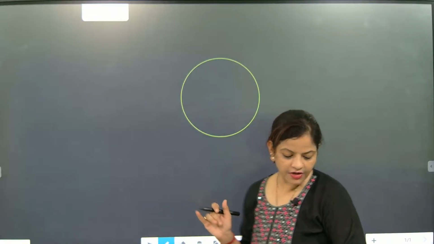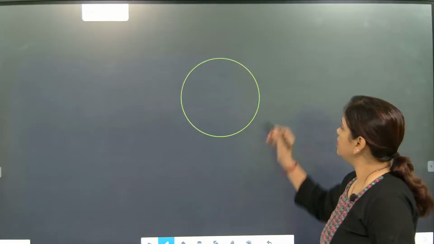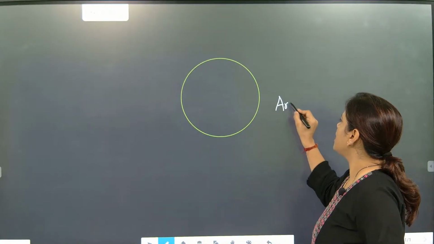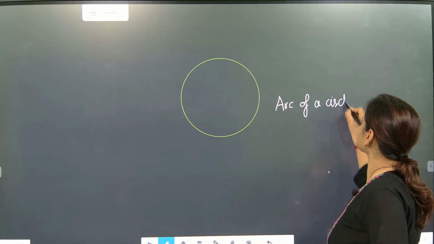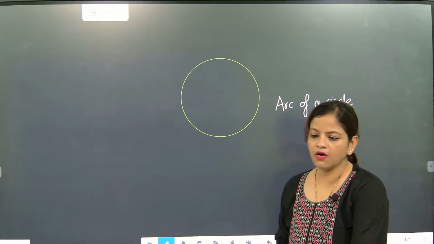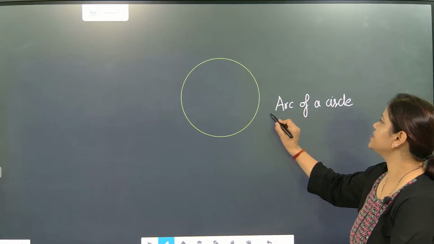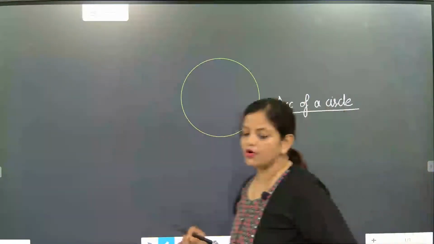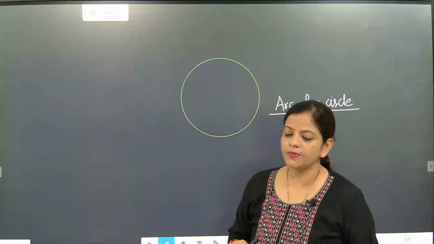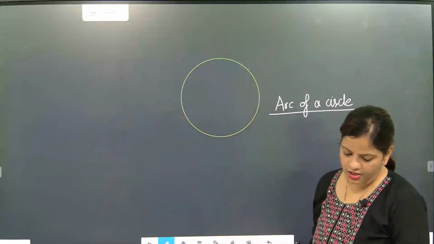So write the definition: arc of a circle. What is the meaning of arc of a circle? What is the next point after concentric circle? We are going to study about arc of a circle. Second point is what, beta? Arc of a circle.